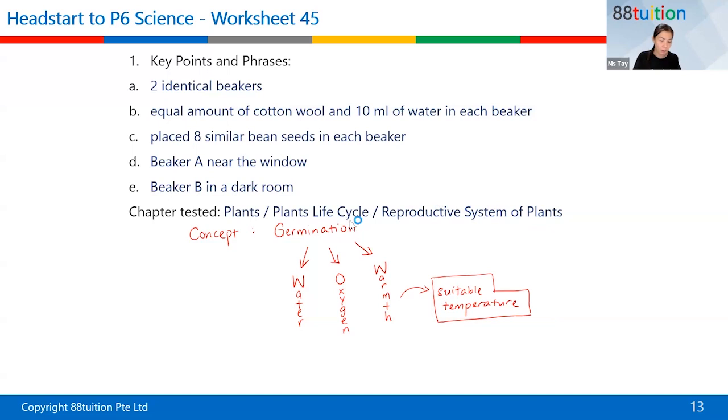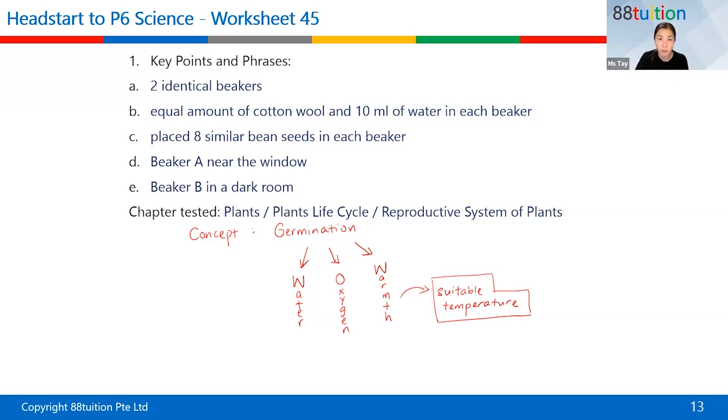So we talk about the topic tested, or the chapter tested. We know that it can be under plants or plants life cycle. For upper primary, you should know it has got to do with the reproductive system. Okay, Tanishka, reproductive system of what? Of plants. You have to be specific. Say that it's the reproductive system of plants. Then we even zoom into the concept. Many of you typed into the chat, this is about germination.